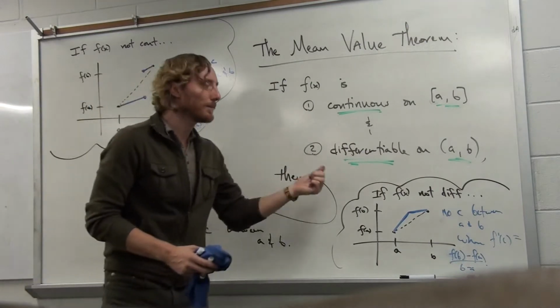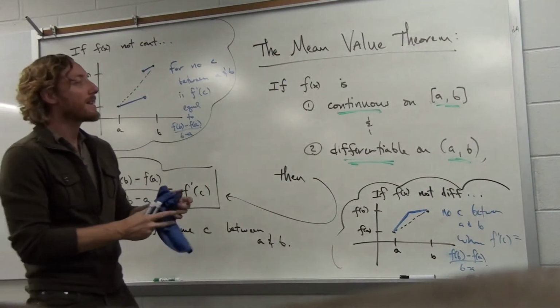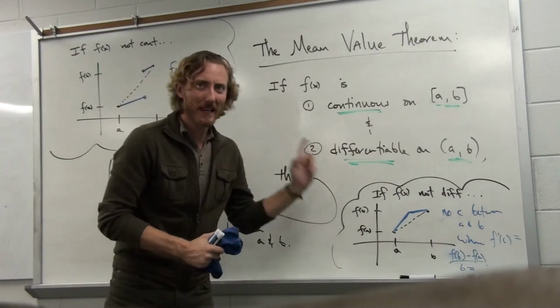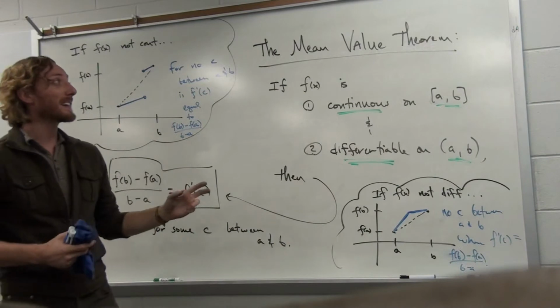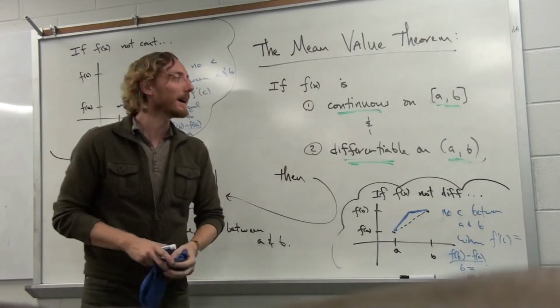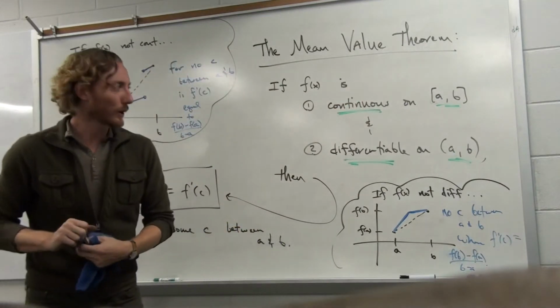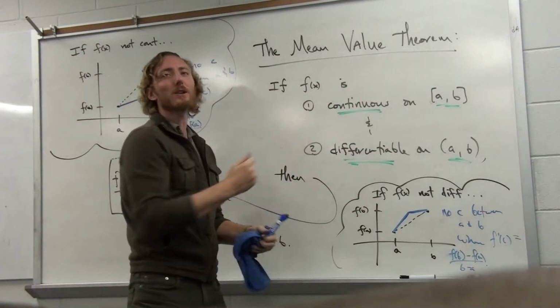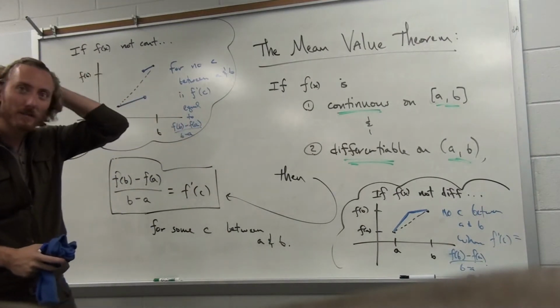So you would have to be differentiable for the mean value theorem to hold, which is to say that being continuous and being differentiable are both necessary. If you're ever asked why the mean value theorem applies, it's because a function is continuous on the closed interval AB and differentiable on the closed or the open interval AB. Both conditions have to be satisfied.